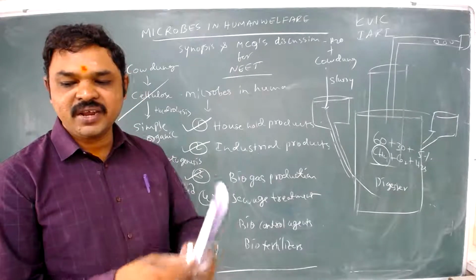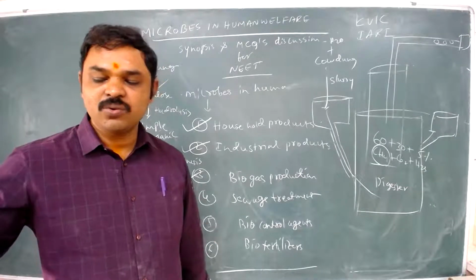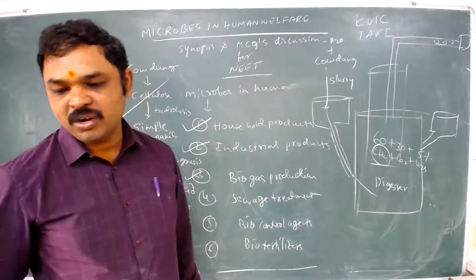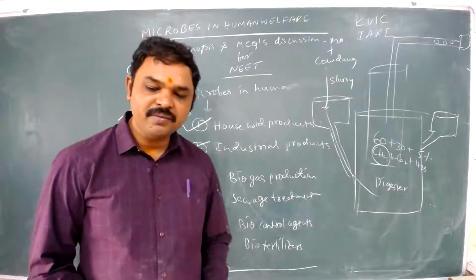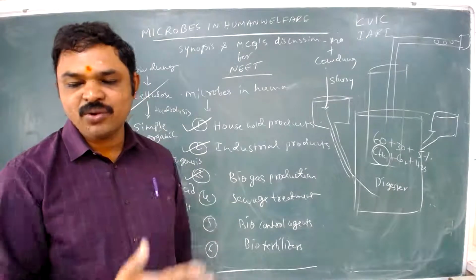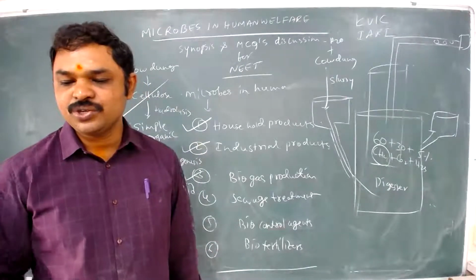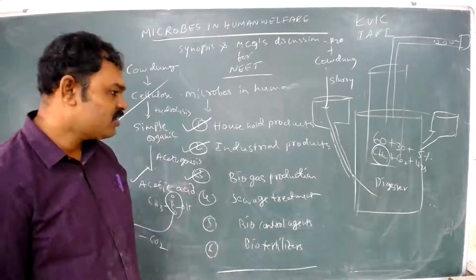Such gas is collected through pipes. The pipe is connected to the stove, and then we can use it for cooking or domestic needs. And next, what about the waste after processing? Such waste is taken out through the outlet, and that waste is also used for manure. That is biogas production.